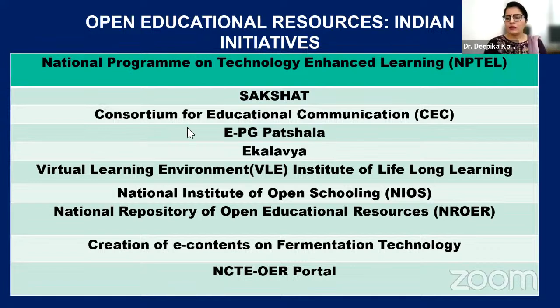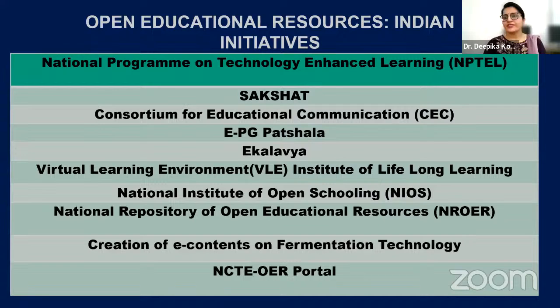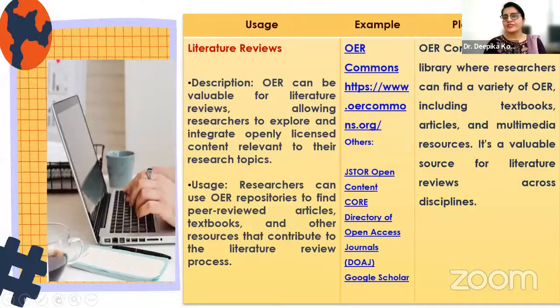Moving ahead, the second is literature review. Whenever you are conducting research, you need to go through the review of literature because existing literature plays a significant role in deciding your hypothesis. It provides you the directions. OER can be valuable for literature reviews, allowing researchers to explore and integrate openly licensed content relevant to their research topics. As a researcher, you can use OER repositories to find peer-reviewed articles, textbooks, and other resources that contribute to the literature review process. So here is one platform, that is OER Commons.